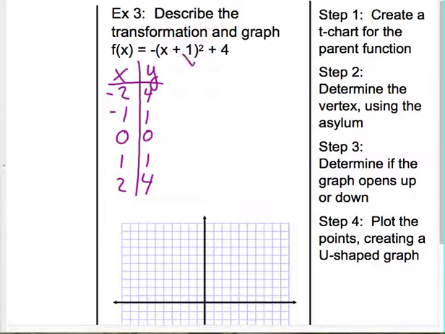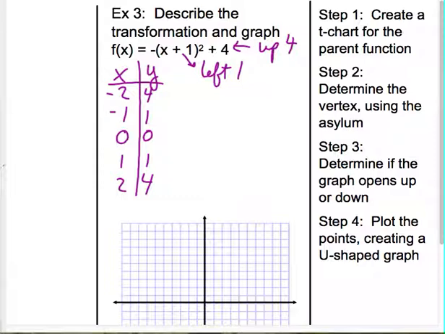So again, inside the parentheses is a horizontal translation, and it's the opposite of what you think. So it's left 1. Outside the parentheses is normal, and it's a vertical translation, so it's up 4. So that is the description of our transformation.